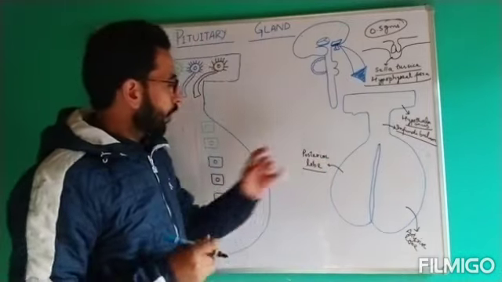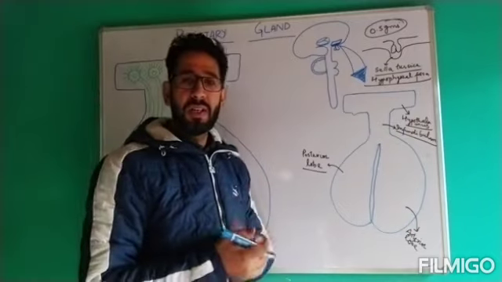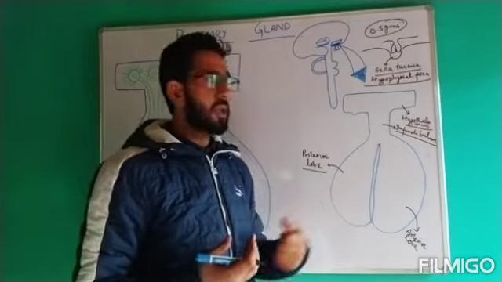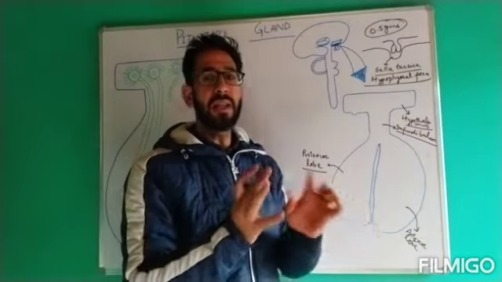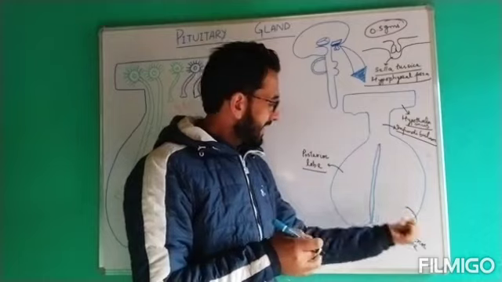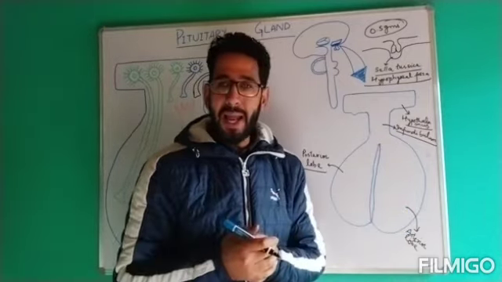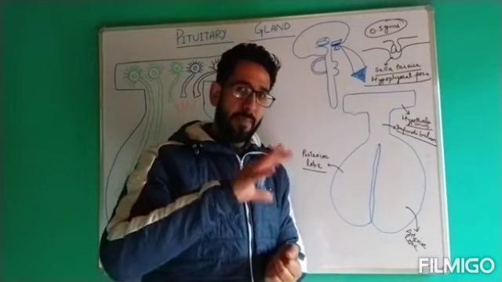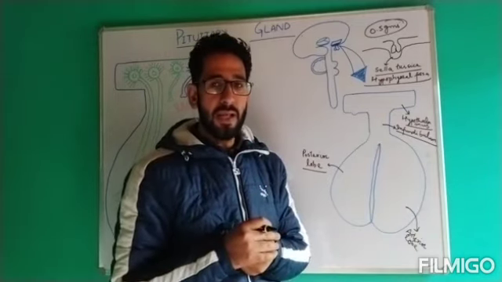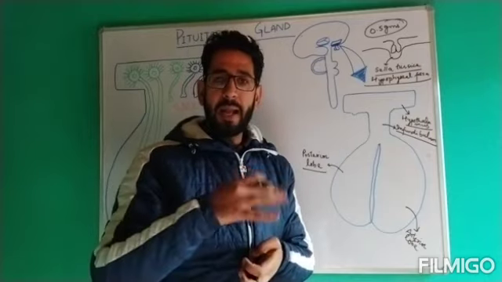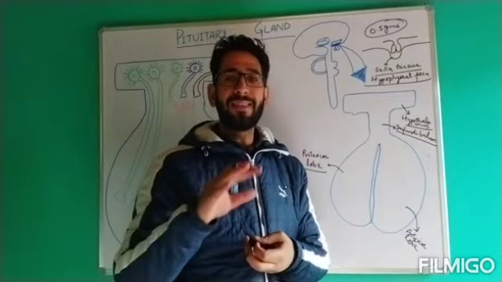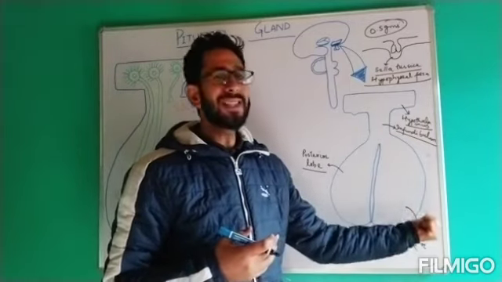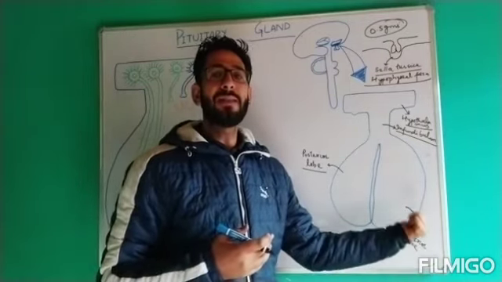This anterior lobe is different from the posterior lobe. The anterior lobe has a different histology and the posterior lobe has a different histology. They are histologically different. The anterior lobe is made up of glandular epithelium, a special type of epithelial tissue, and we already know that glandular epithelium has secretory functions, so it is definitely secreting hormones.